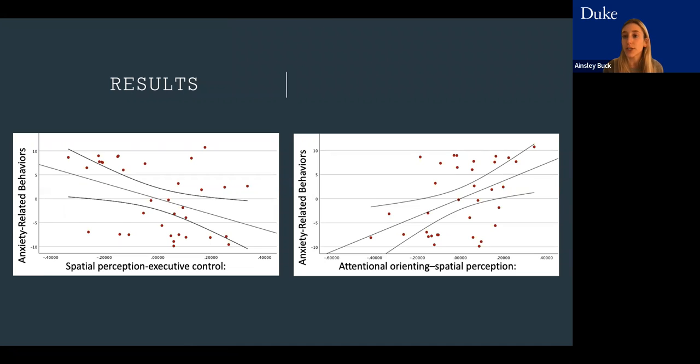In analyzing the correlations between these, we found that our spatial perception and executive control region connectivity was inversely correlated with expression of anxiety-related behaviors. So the more that these two regions were communicating with each other, the less anxiety-related behaviors children were expressing. We also found that attentional orienting and spatial perception region connectivity was positively correlated with anxiety-related behaviors. So the more that these regions on the right were connected to each other, the more anxiety-related behaviors we saw. And importantly, these were both statistically significant.